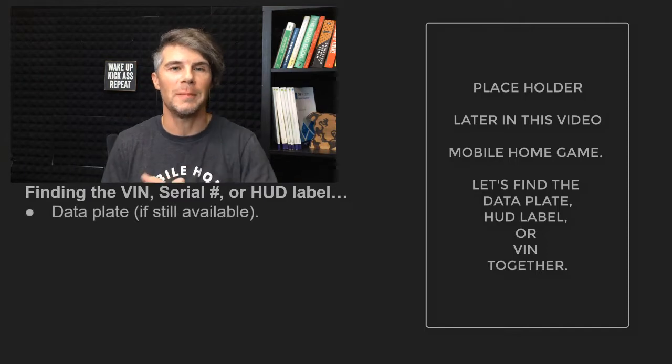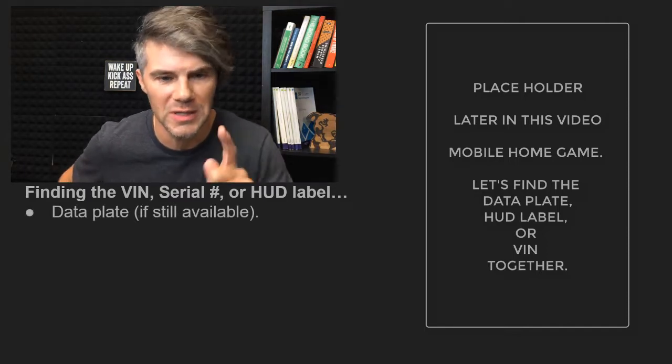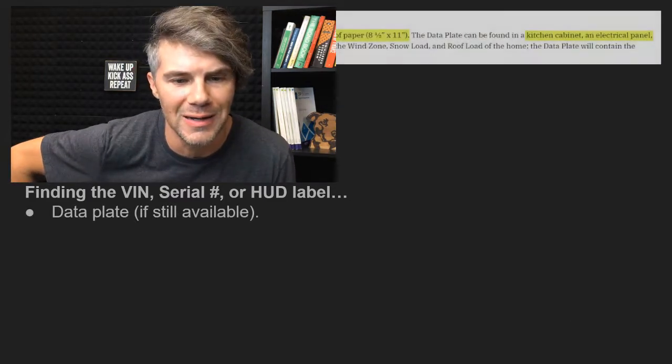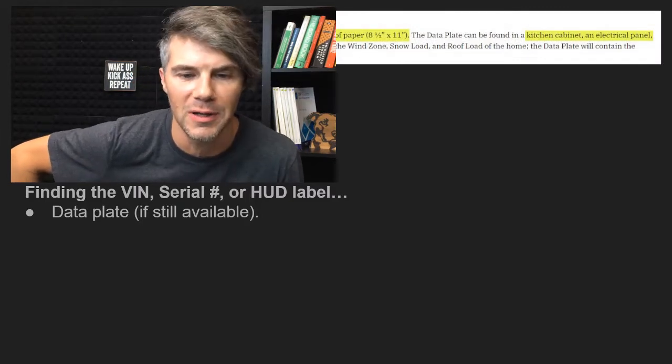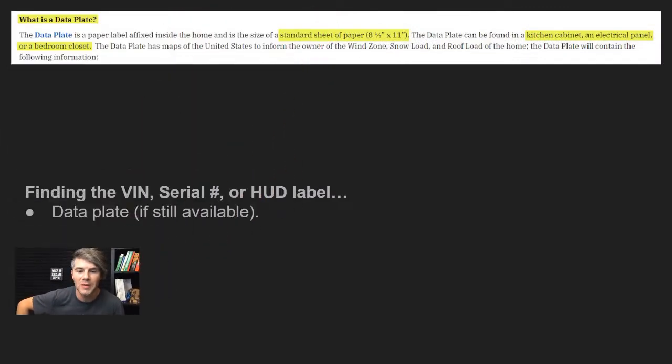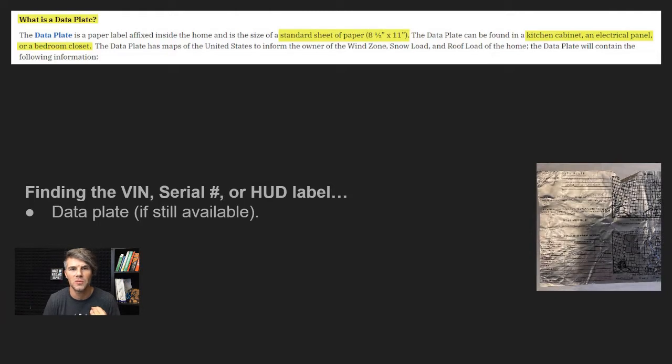Let's first talk about a mobile home data plate. What is that? Well, on the HUD website, a data plate is a paper label affixed inside of a mobile home about the size of a standard sheet of paper. The data plate can be found in the kitchen cabinet, the electrical panel, the bedroom closet, really in a dozen other places over the years. And data plates have been used since the beginning. You'll see data plates on homes from the 50s or 60s and then up through today.